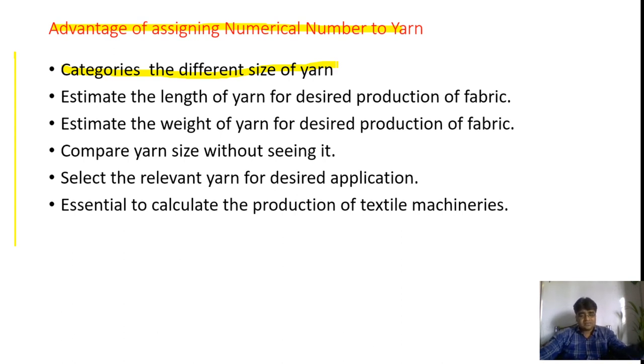Okay, the size is in front of you. You can see it through the naked eye and easily categorize it. But if the specimens are not in front of you, you cannot categorize those yarns. So for categorization purposes, these numerical numbers are very helpful. Another very good advantage of the yarn numbering system is that you can estimate the length of yarn.